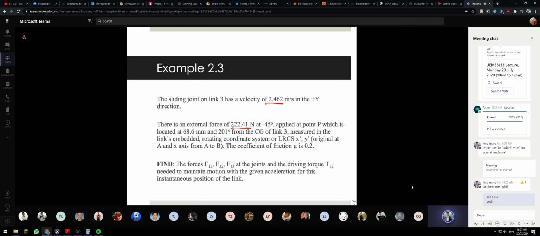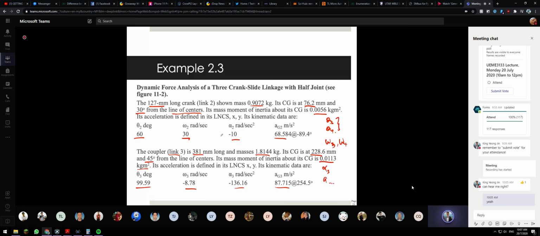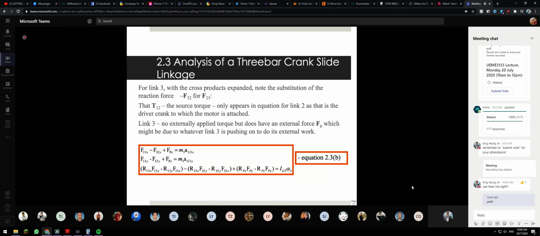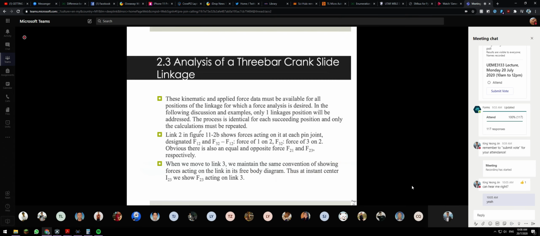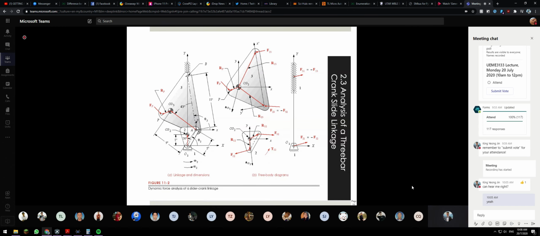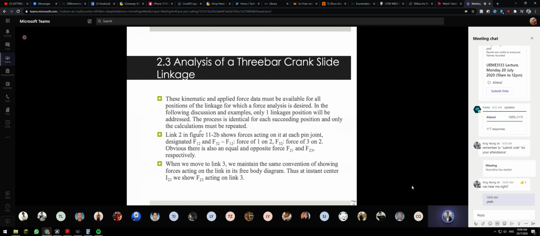Then there is an additional force on link 3, at the position 68.6 and 201 degrees from the center of gravity. Right? So you have to basically take all these values here and then refer back to the diagram we have. Okay, this one. So you have to refer all this back to the diagram.